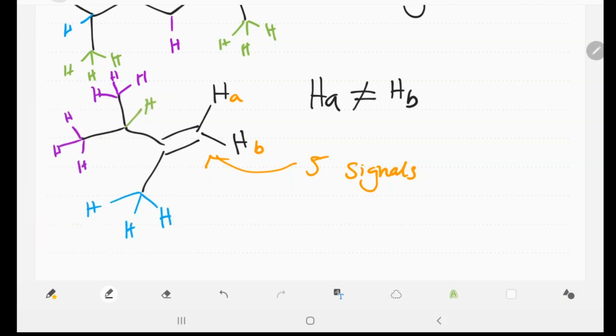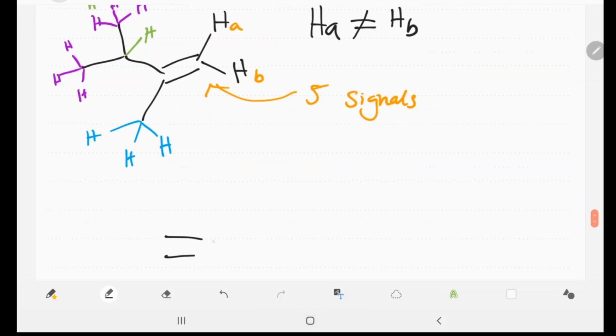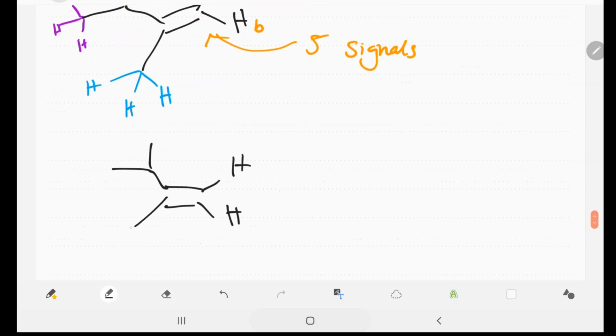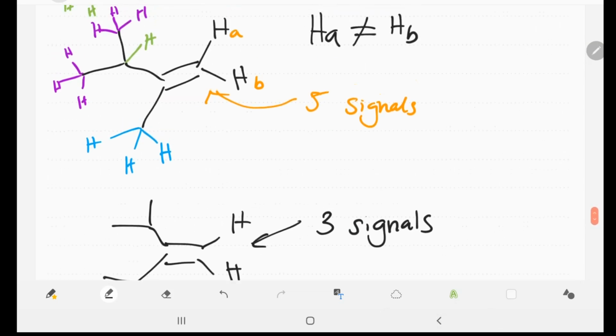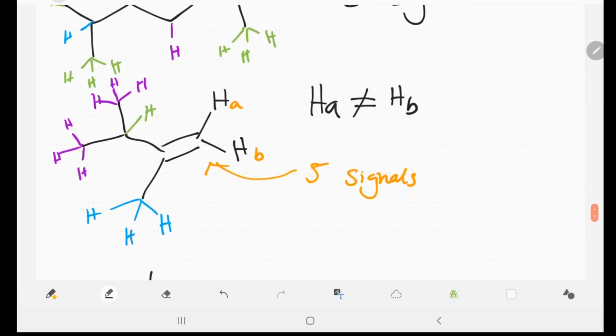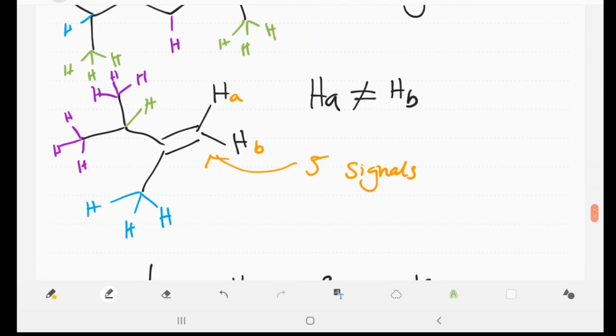They could, they might, if we had the same thing, if we had isopropyl on both sides, then we would see the same thing, because then we'd have symmetry. If we had this, we would only see 3 signals. That's it. 3 signals here. And here we would see 5. So HA and HB are different because they see different things. Because they're locked in place, HA sees that isopropyl. It doesn't really see the methyl.